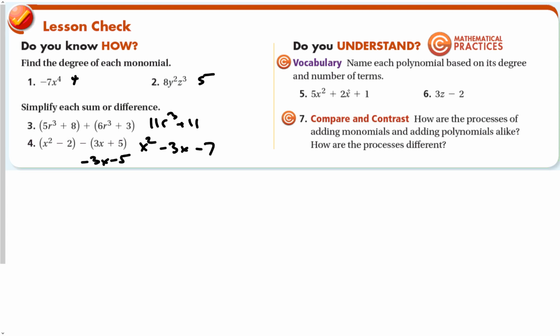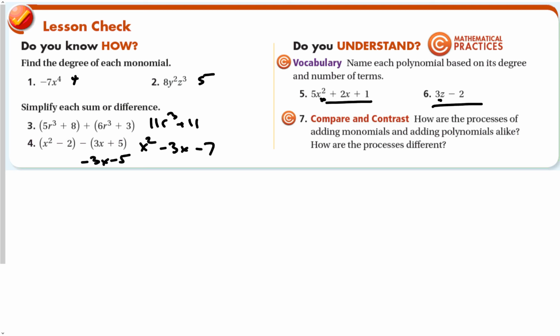Name each polynomial based on its degree. This is a quadratic trinomial. This is a linear binomial. Okay, degree first, the biggest degree, and then we check the number of terms.